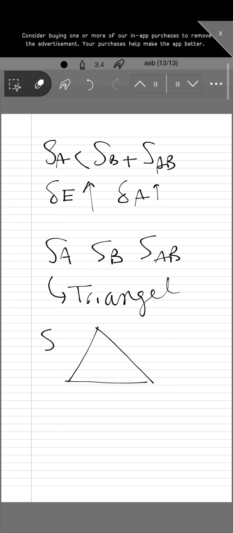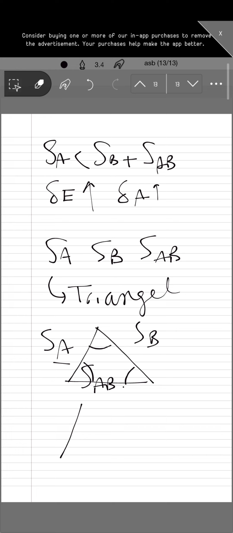To one side you have SA, one side you have SB, and you have SAB. You can form a triangle like this. Now this triangle here is an isosceles triangle with all three angles 60 degrees, but this is usually not the case. Depending upon the values of the surface tension, the triangle may change the angle.